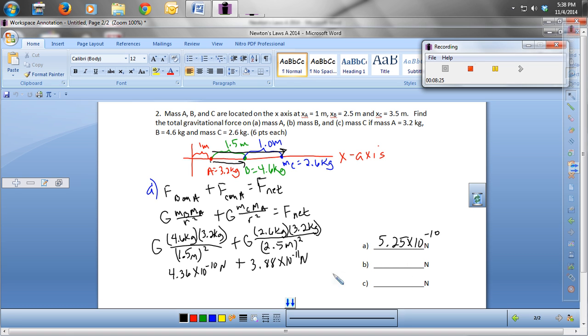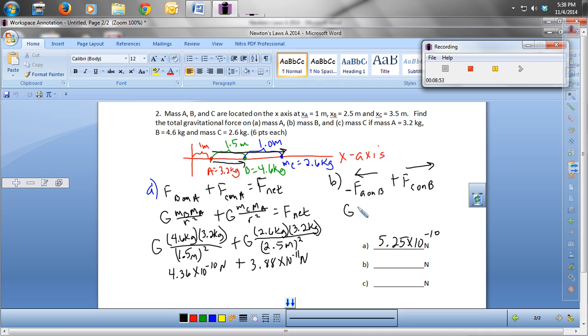All right. Then part B. I needed the force of A on B and the force of C on B. Now pay attention to your directions. A is trying to pull B in that direction, so I'm going to make that be negative. C is trying to pull B in that direction, so I'm going to make it positive.